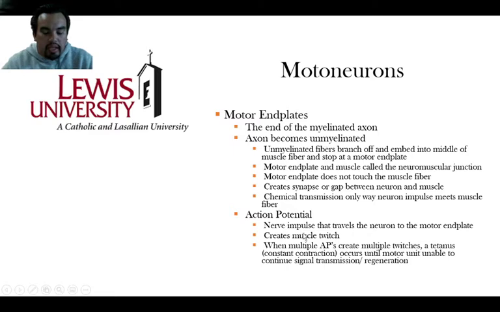What we call that is the action potential. The action potential is the nerve impulse that travels to the neuron to that motor end plate. It creates that muscle twitch. When multiple action potentials occur, we get multiple twitches, or what they call a tetanus, and that's a constant contraction, and that occurs until that motor unit is no longer able to transmit the signal or regenerate the signal, or keep pushing those neurotransmitters across that membrane to create that muscle contraction. Sorry.